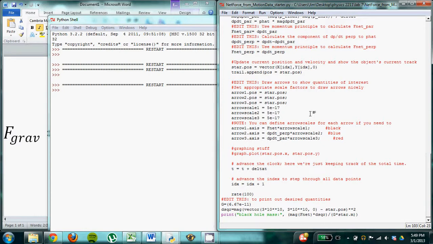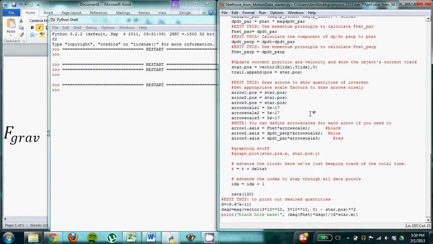Now, the question is, how are they similar and how are they different, dP/dt and Fnet? Well, they're the same because dP/dt's parallel and perpendicular components have the same values as Fnet's parallel and perpendicular components. They are different, though, because the force value comes from the gravity of the star and black hole acting on each other, while dP/dt comes from the change in the motion of the star.